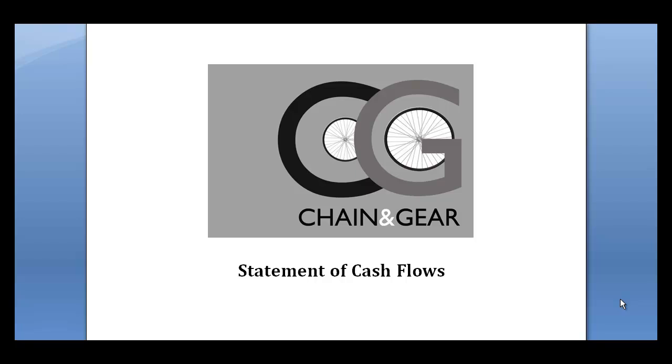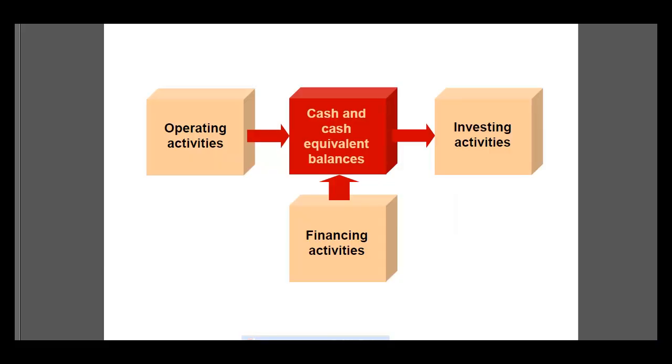Welcome to the last of our 3 videos examining financial statements. Here we look at the statement of cash flows, which is a key document which shows us where the cash has been spent and where our cash has come from. It has 3 component parts. We look at operating activities, financing activities and investing activities.